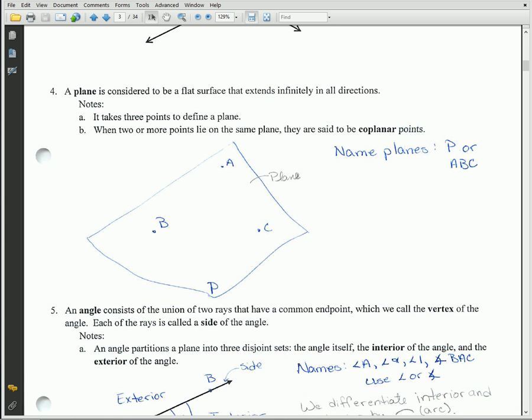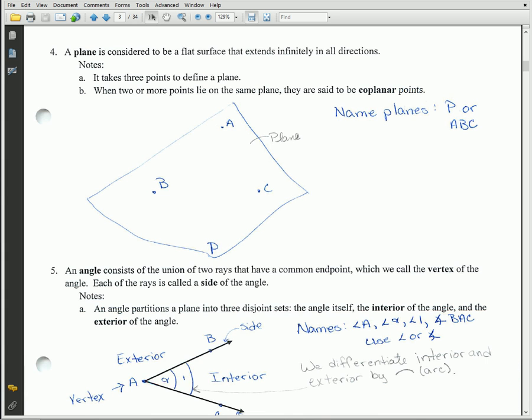A plane is considered to be a flat surface that extends infinitely in all directions. Note, it takes 3 points to define a plane. How many of you have ever sat in a desk that wobbles? The reason it wobbles is because between every 3 points there exists a plane. So when you add that fourth point to make a chair or the desk, that point doesn't necessarily have to be in the same plane as the other 3. And so that's why you get the wobbling in the desk, because 3 points make a plane. 4 points can lie within the same plane, but for something that you're constructing, it's very hard to do that.